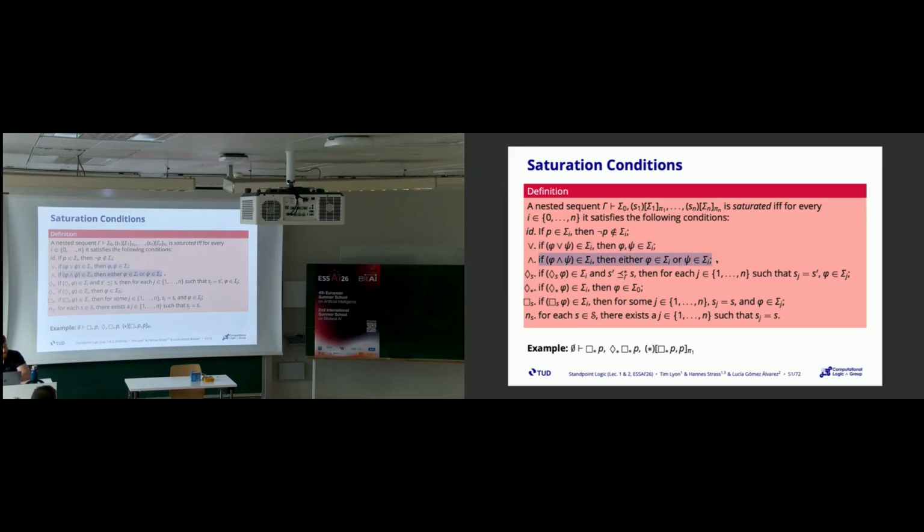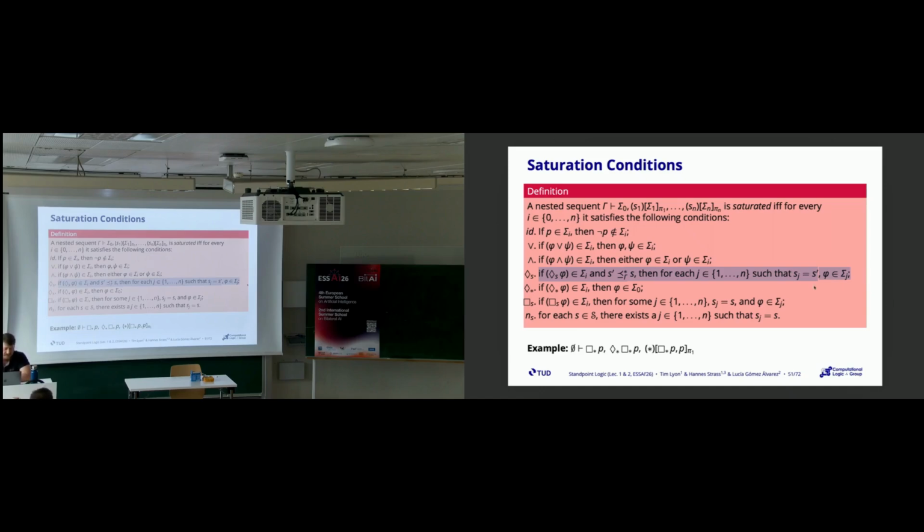The conjunction condition is kind of similar. It says that if I have a conjunction in a component and one of the conjuncts already appears there, there's no need to apply the conjunction rule anymore. We have a rule for the diamond operator where the standpoint S is not the universal standpoint.